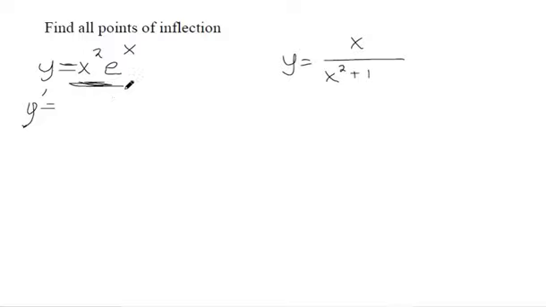So we need the product rule here because it's two different functions of x multiplying. So it's the derivative of the first function times the second function kept the same, plus the first function kept the same times the derivative of the second function.